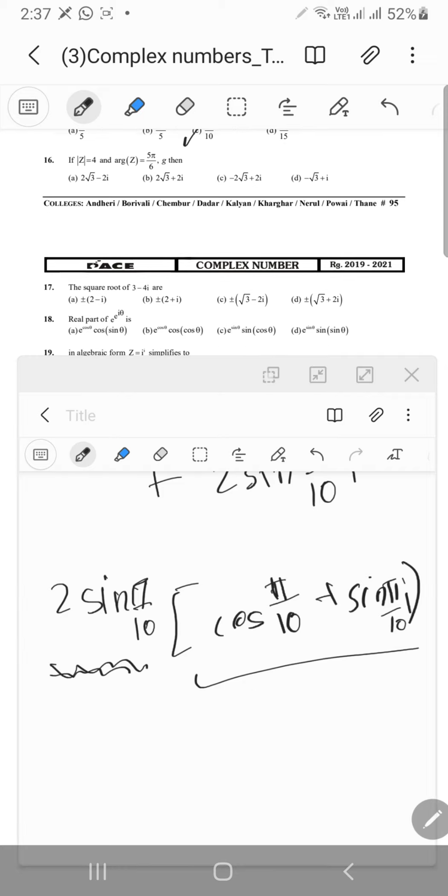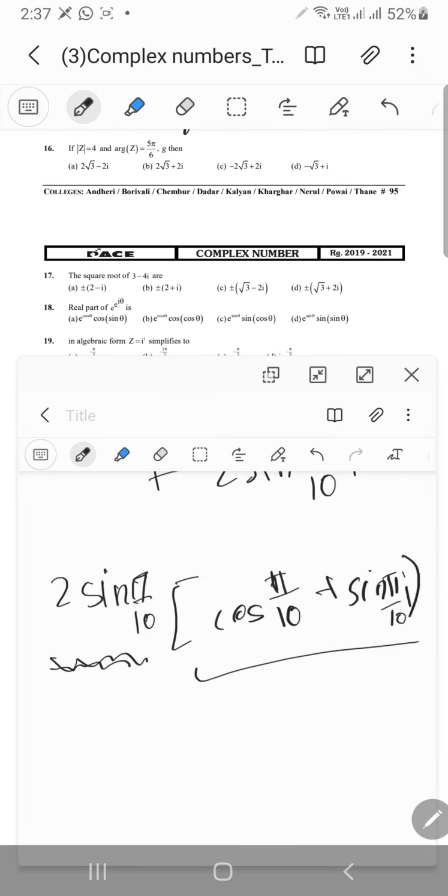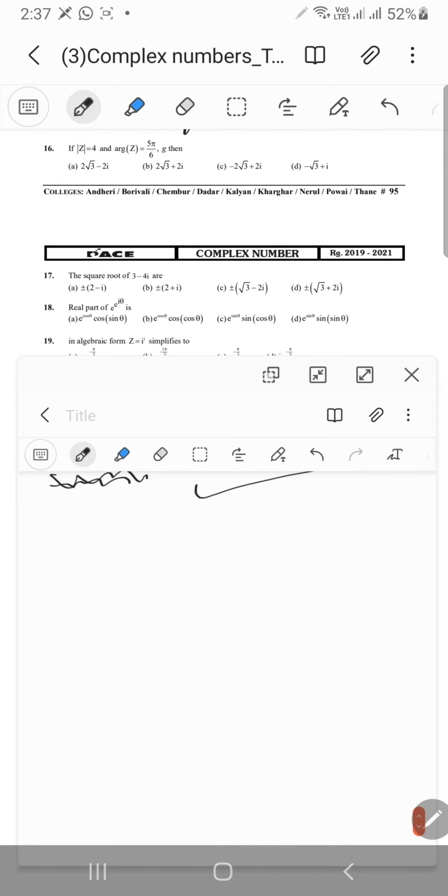So next question, magnitude is 4 and argument is 5 pi by 6. Okay, what's this thing? I don't know. Then I don't know what this question wants to say.